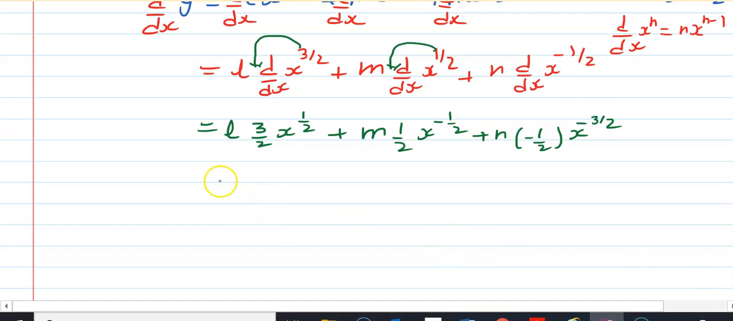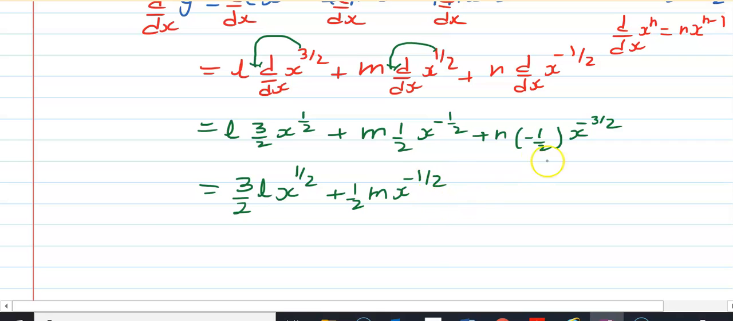Now the final thing. So this is 3 by 2 L, so let's arrange them properly. So 3 by 2 L x to the power half. This you can write as half m x to the power minus half, and this you can write as, this plus and minus will change into minus, half n and x to the power minus 3 by 2. So you can check your working with my working.